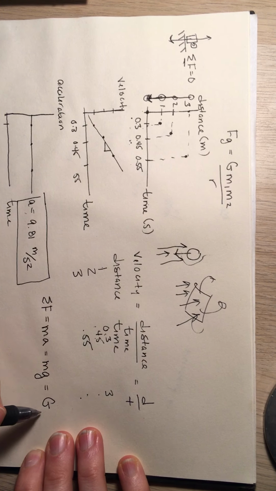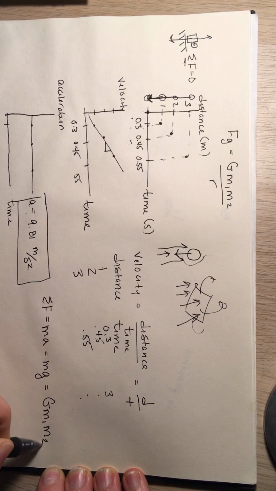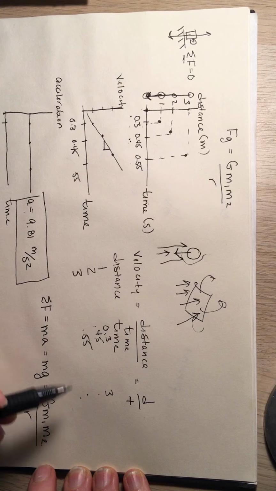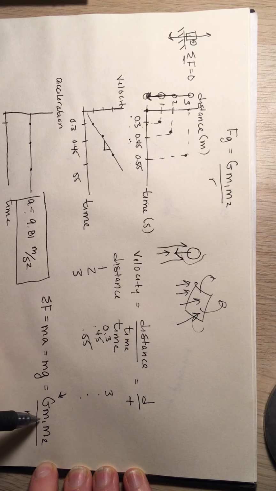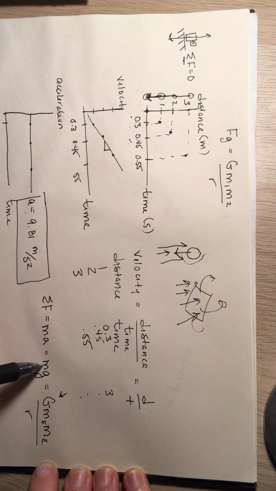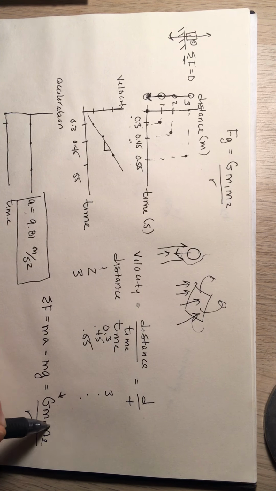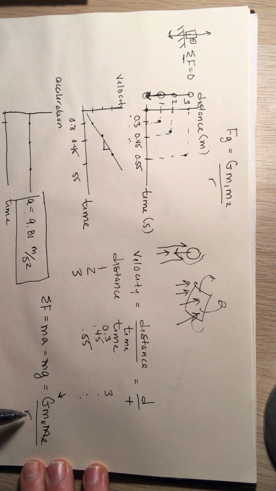G times m1 times m2 divided by r squared. Well, what are the parameters in this side of the equation? Gravitational constant, m1, let's call that the mass of the Earth. m2, that'll be the mass of the ball, that's m. Since m and m2, which I'm calling the mass of the ball, are on the same side of the equation, we're going to cancel those two things out. And r is the radius of the Earth.